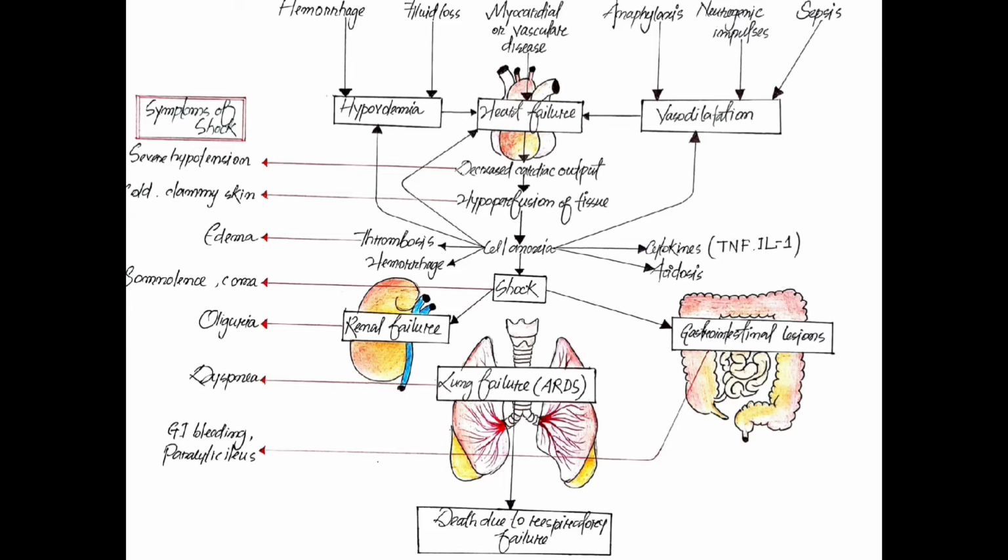Now, due to decreased cardiac output, there is hypoperfusion of tissue, commonly observed as pale mucous membrane and clammy skin. As a result of hypoperfusion of tissue, there is development of tissue anoxia, leading to failure of oxidative metabolism, leading to acidosis, thrombosis, hemorrhage, edema, and ultimately shock. Now, due to shock, changes in kidney in the form of acute renal failure develop.